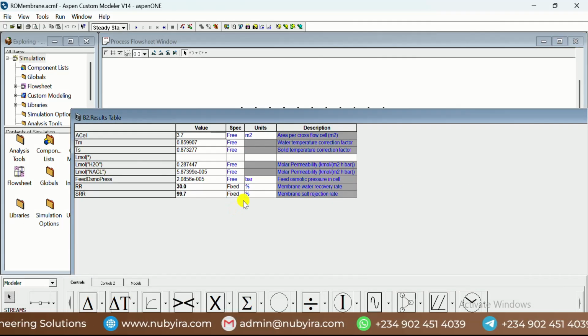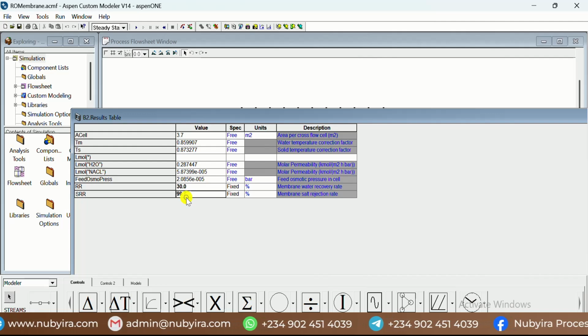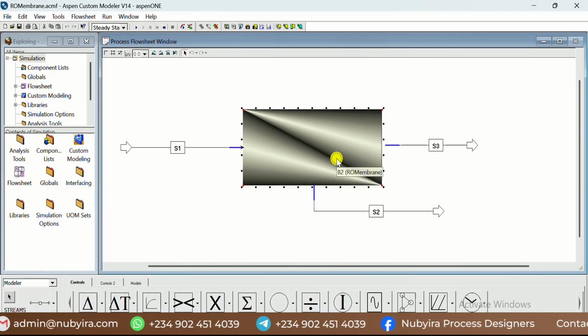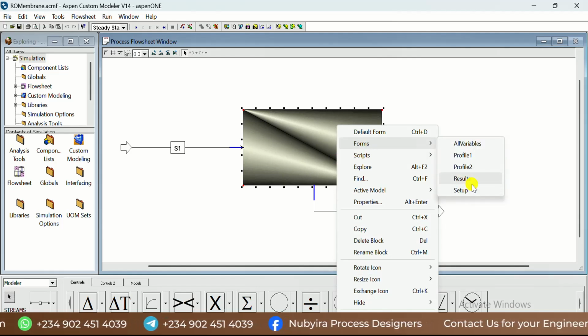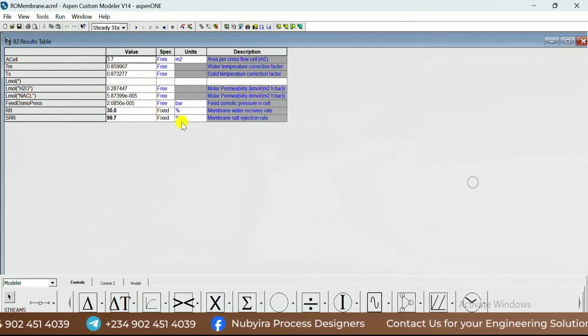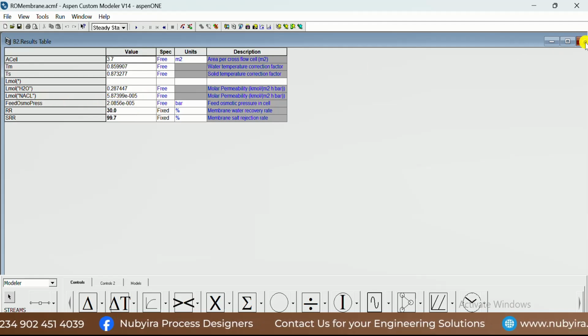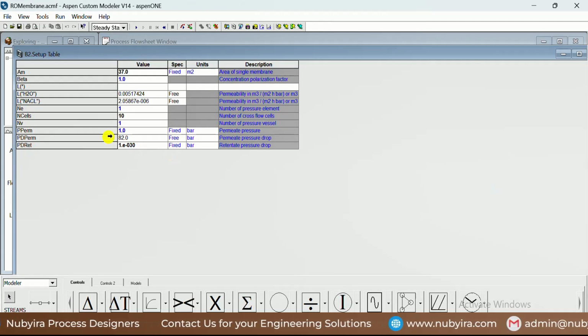I have already fixed this recovery rate, you can see, and the salt rejection rate. So it will give me the specification that I need for the membrane that I'm trying to work with. You have this molar permeability given. If you go to this setup, it will give me the permeability specification for each of the components. I'm trying to separate water and sodium chloride.